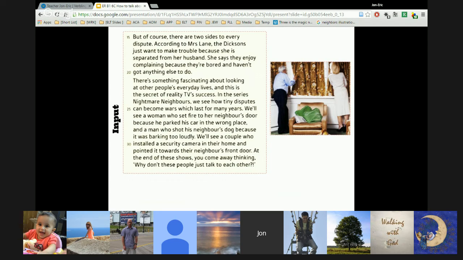Can become wars which last for many years. We'll see a woman who set fire to her neighbor's door because he parked his car in the wrong place, and a man who shot his neighbor's dog because it was barking too loudly. We'll see a couple who installed a security camera in their home and pointed it towards their neighbor's front door.